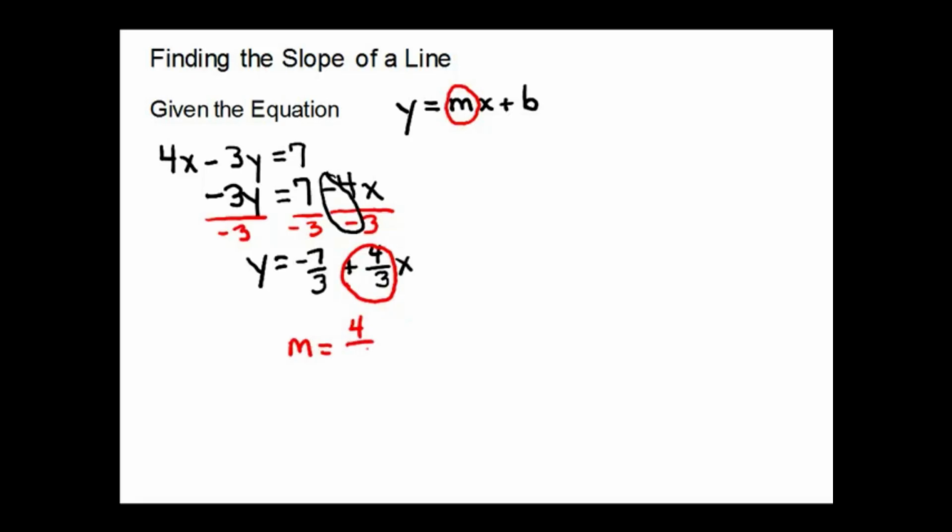If we were asked for the y-intercept, we could also pick it off. It will be the -7/3. And remember, for y-intercept, the x-coordinate is 0.